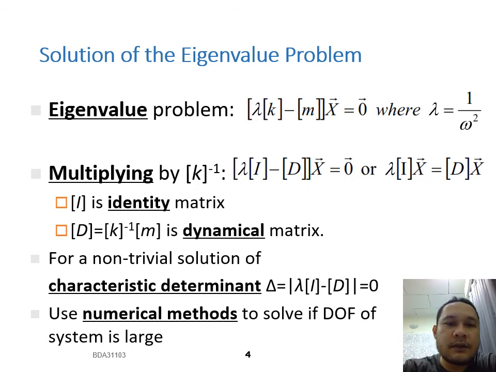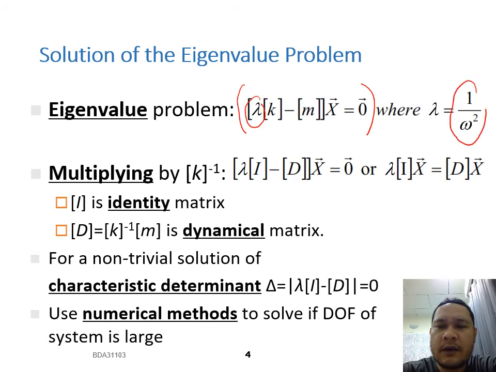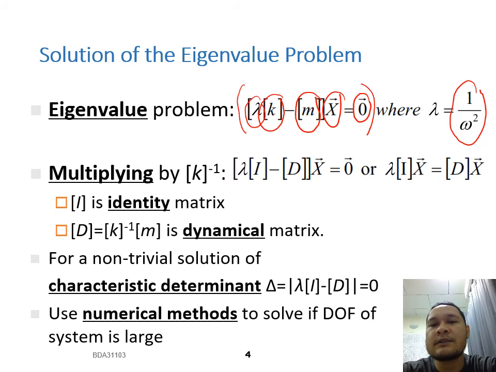In this case, for the eigenvalue problem, we use this particular formula. This is a mathematical approach, where lambda is defined as 1 divided by omega squared, K is the stiffness, M is the mass matrix, capital X vector is the displacement, and this will be the external excitation force.